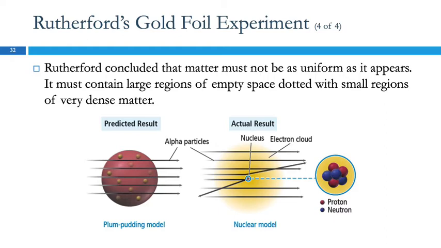It must have a lot of empty space, but have some small areas that are really, really dense, where most of the matter is. And so this is the nuclear model, where we have a nucleus where most of the mass is found, and then outside of it we have this electron cloud, which is mostly empty space. So what was happening in his experiment is that most of the alpha particles just passed through this electron cloud. But if one hit the nucleus, which had a charge and was very massive, it would bounce off.